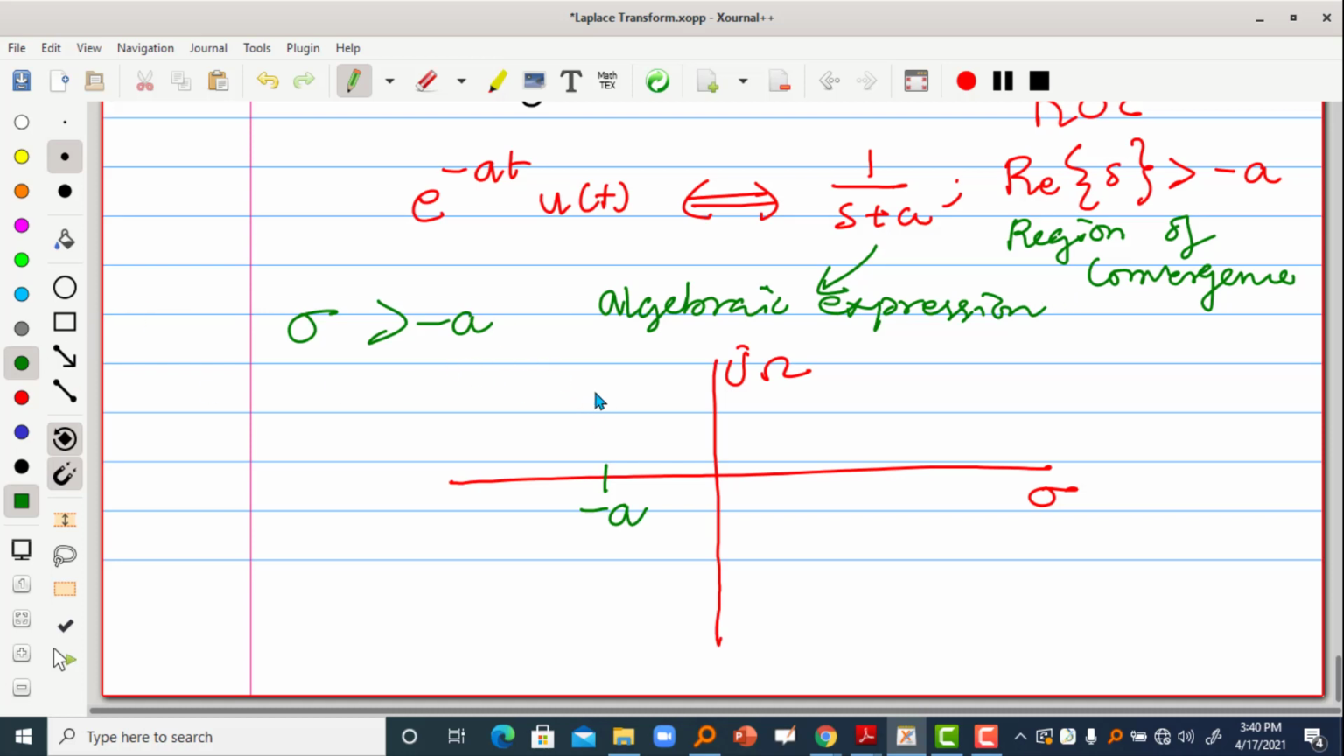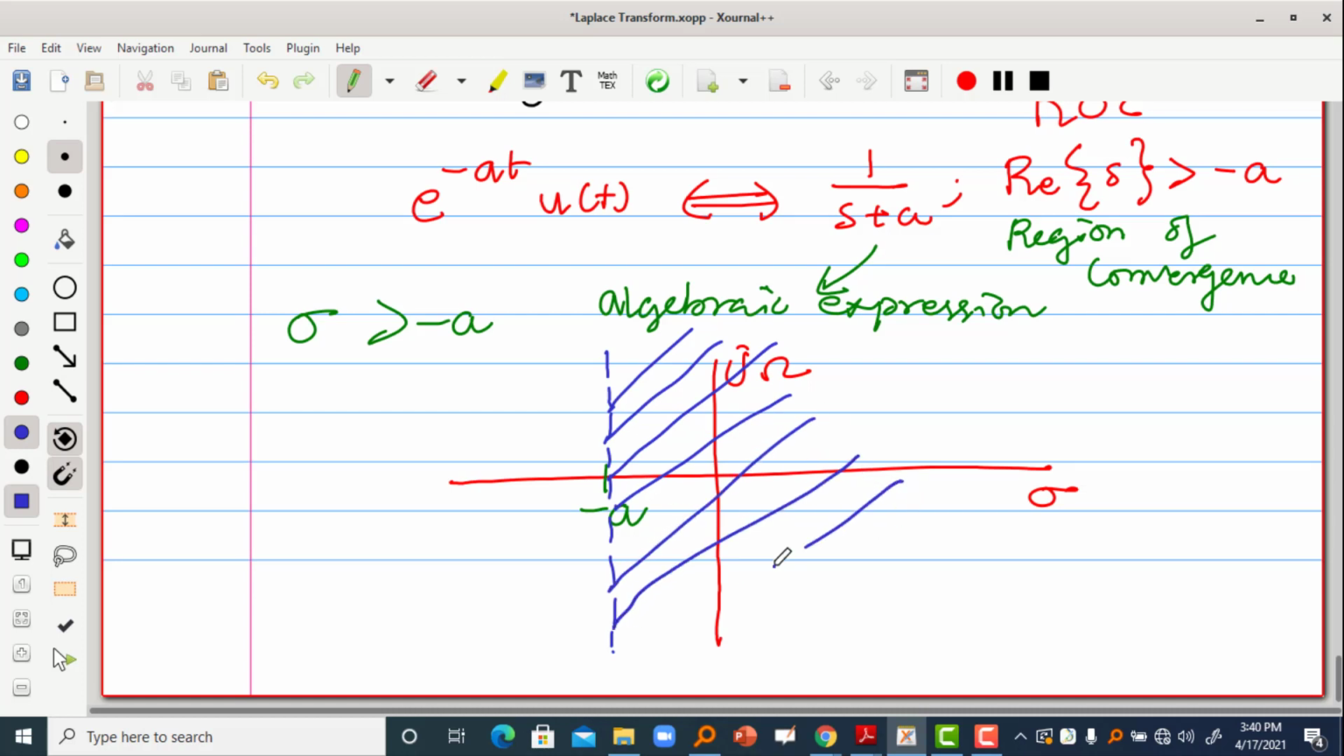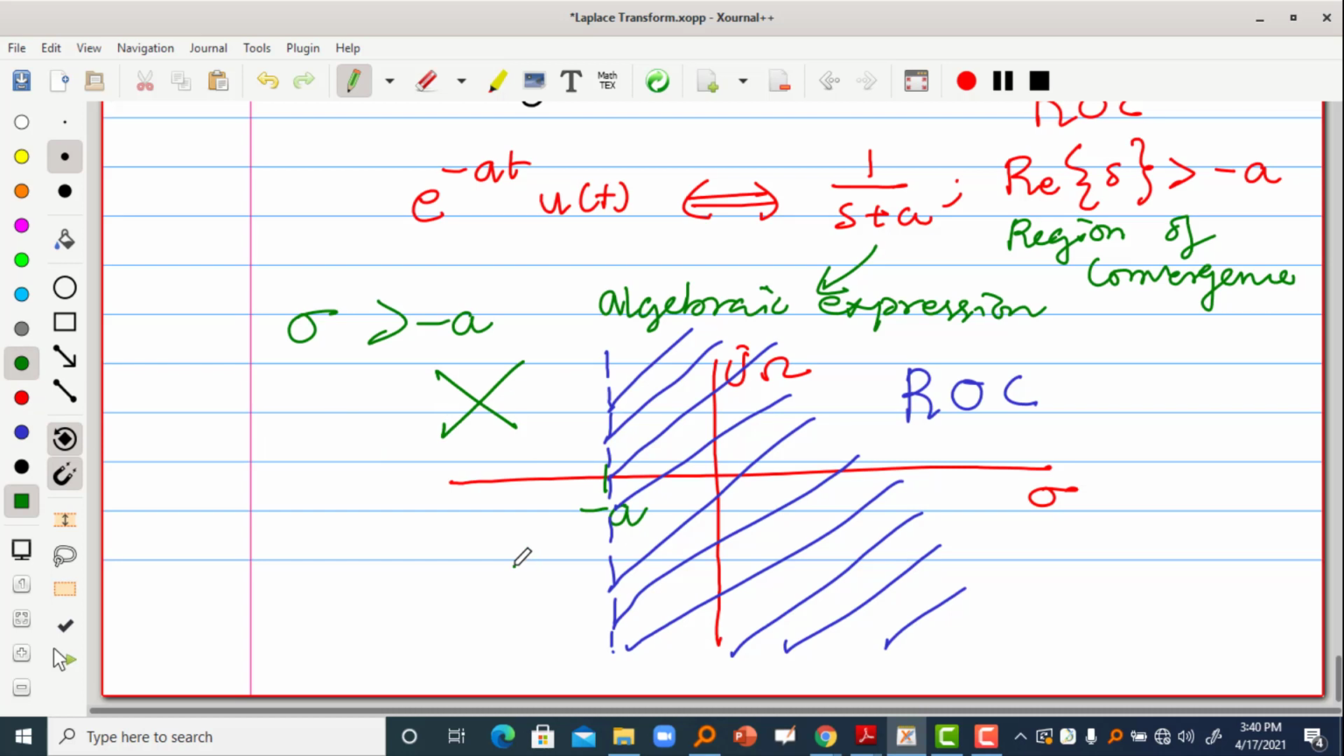Sigma greater than minus a means that it includes all the portions to the right side of this minus a, all the portions to the right side of this sigma equal to minus a line. So this is the region of convergence of this Laplace transform. The Laplace transform does not exist for this region. So this is the idea of region of convergence. There is an importance for this region of convergence.